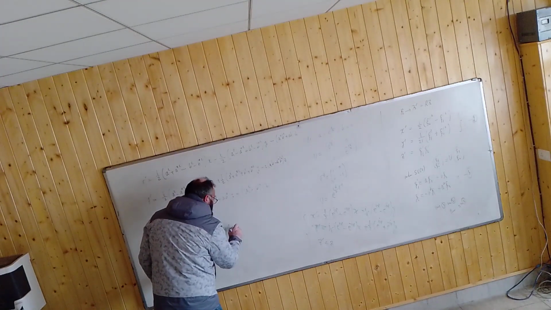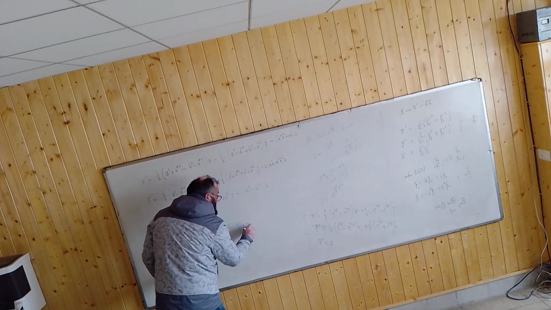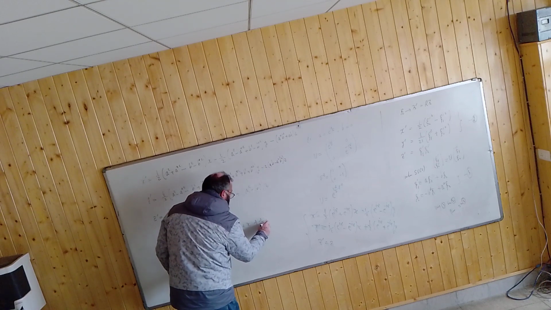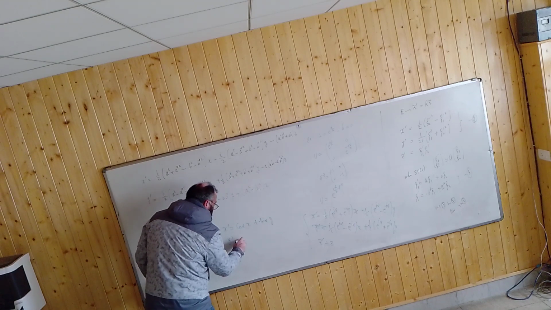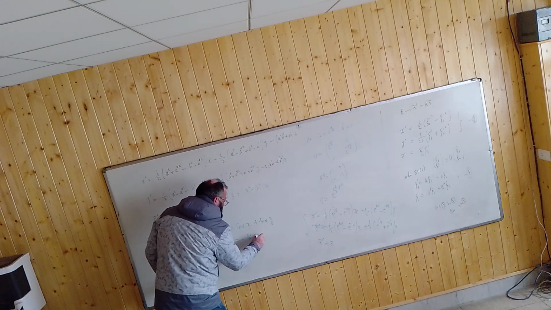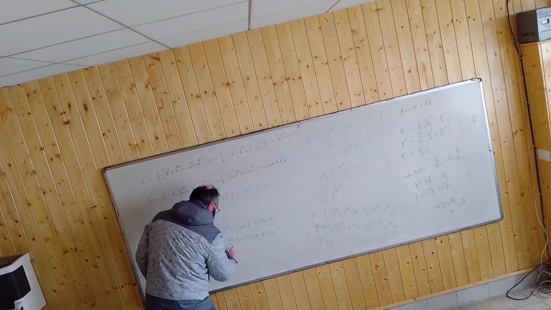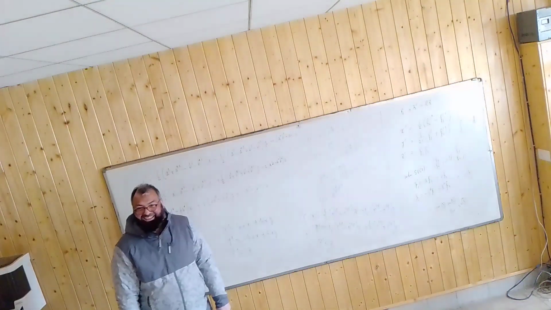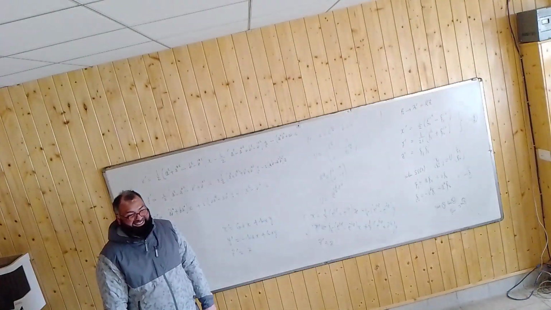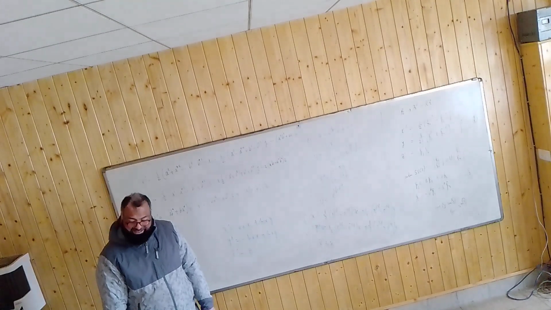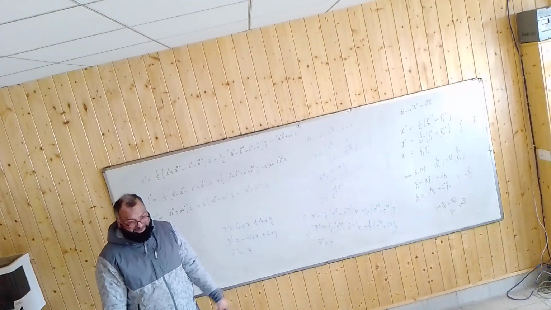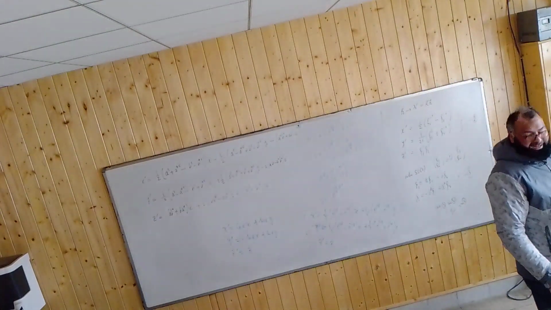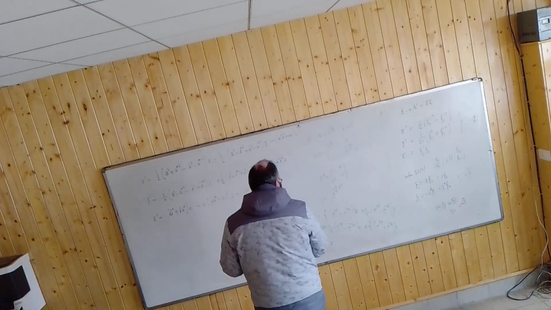x prime is equal to cosine of alpha x plus sine of alpha y, and y prime is equal to minus sine of alpha x plus cosine of alpha y. Then z prime is equal to z. So what is this? It's a rotation about the z axis. That means it is a rotation in the xy plane. Clear?